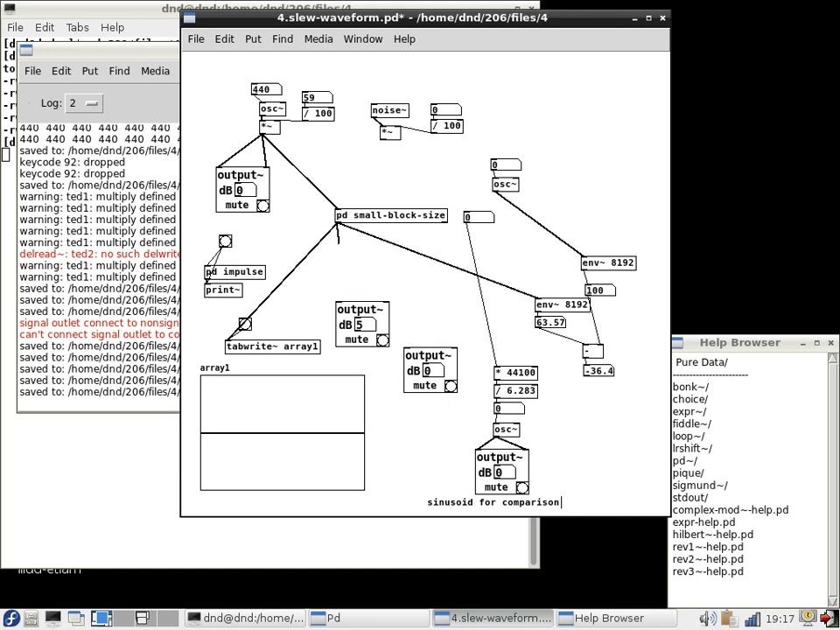I don't want to oscillate at this frequency. That's no longer what I'm trying to do. Just trying to listen to the waveform now. There it is. We have a nice sinusoid coming out. This is the low-pass sinusoid. And here now is the slew limited sinusoid. And here's what it looks like.